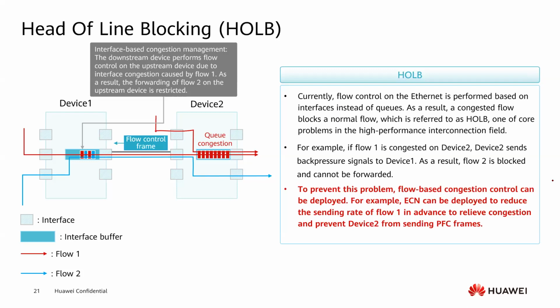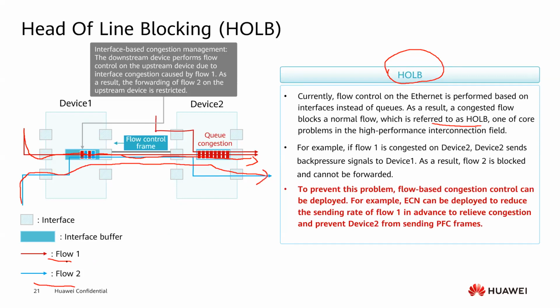In this way, it may cause other problems. First problem, we call it HOLB. So, what is HOLB? We can see in this scenario we have two flows, flow 1 and flow 2. Flow 1 is forwarded in this path. And flow 2 is also in this path.